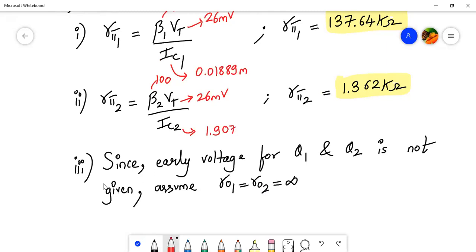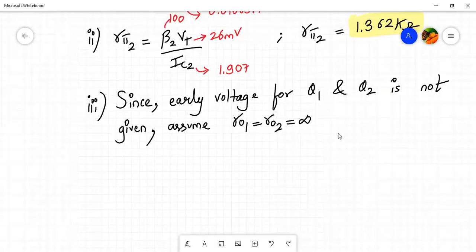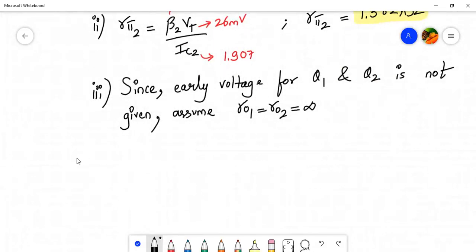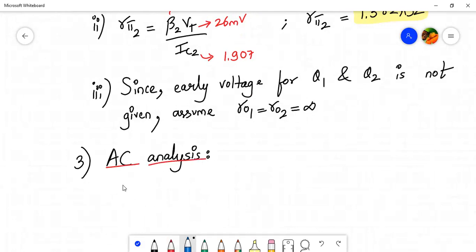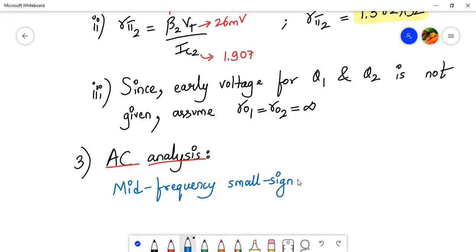Then next, we go on and find the AC equivalent circuit. So let's start. Third part is AC analysis. No need to calculate GM, it is not required. Next, we calculate the other parameters now, that is RIN, ROUT, and everything else. So over here, we have to draw the mid frequency small signal equivalent circuit, which I'm not drawing right now.